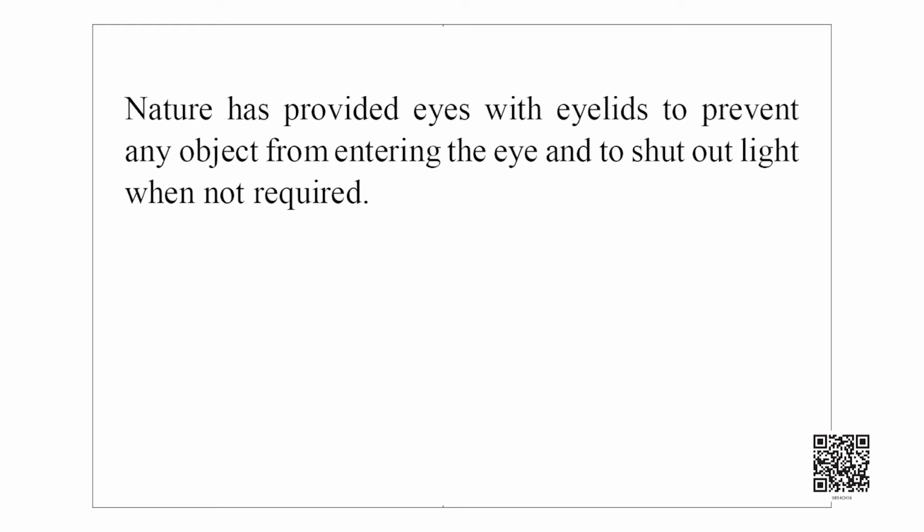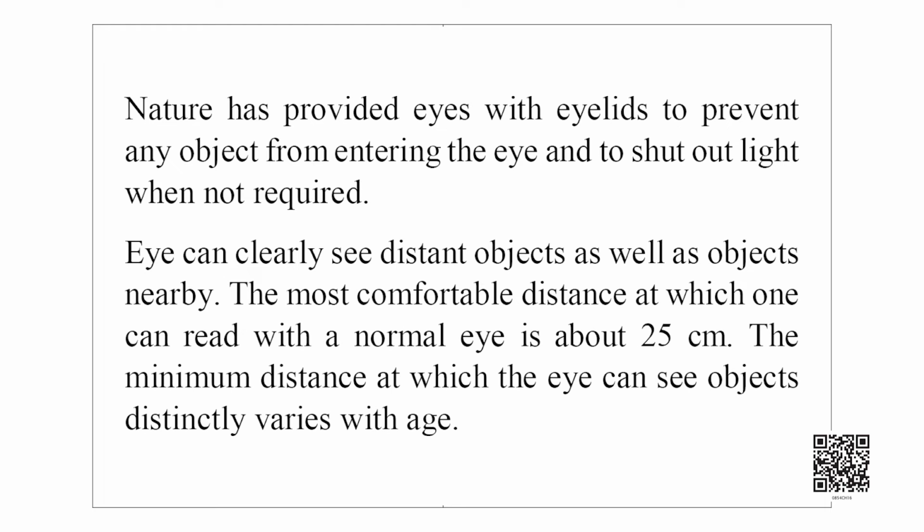Now, a few more points regarding our eye. Nature has provided eyes with eyelids to prevent any object from entering the eye and to shut out light when it is not required. Our eye can clearly see distant objects as well as objects nearby. The most comfortable distance at which one can read with a normal eye is about 25 centimeter. The minimum distance at which the eye can see objects distinctly varies with age.